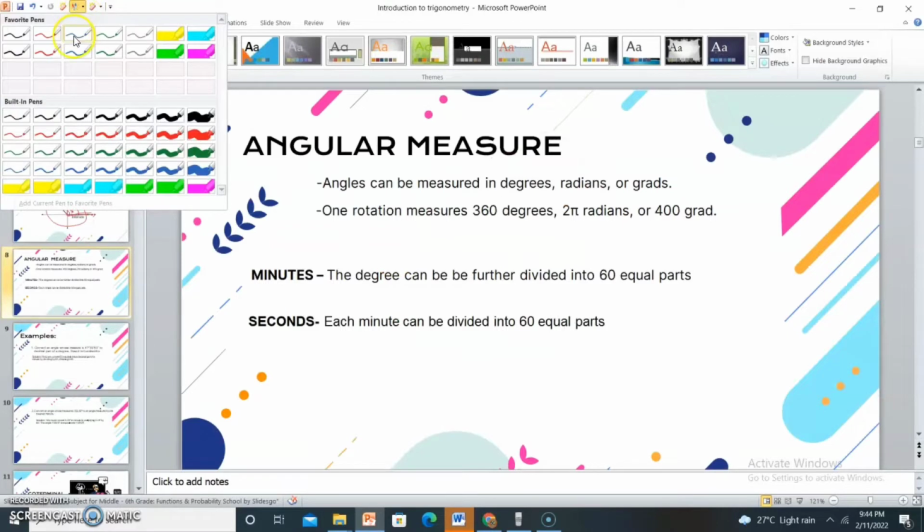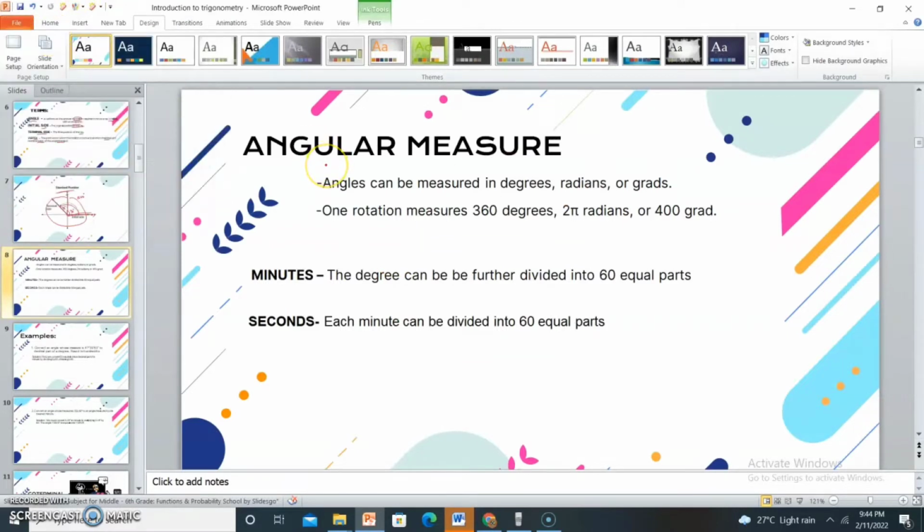Next is the angular measure. An angle can be measured in degrees, radians, or grads. One rotation measures 360 degrees, 2 pi radians, or 400 grads. In minutes, the degree can be further divided into 60 equal parts. In seconds, each minute can also be divided into 60 equal parts.